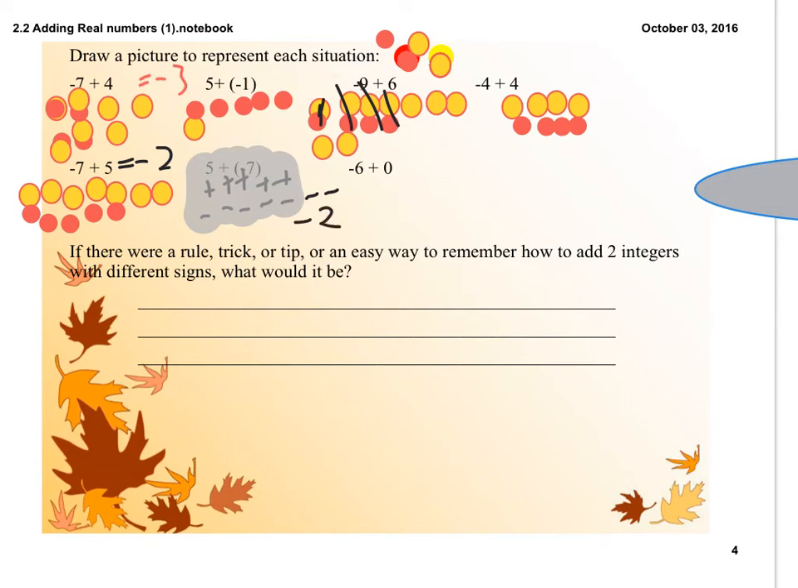And finally, -6 plus 0. So I would draw 6 negatives and nothing else. So -6 plus 0 is just -6.